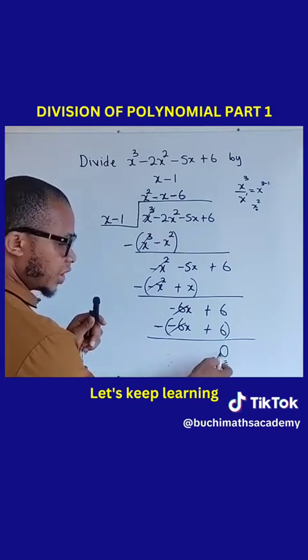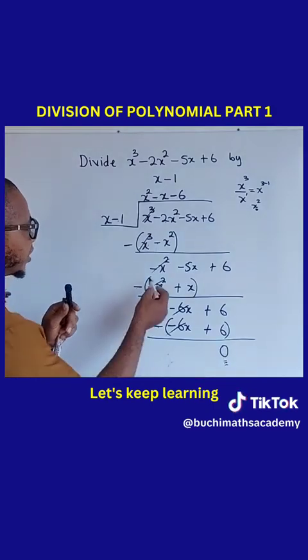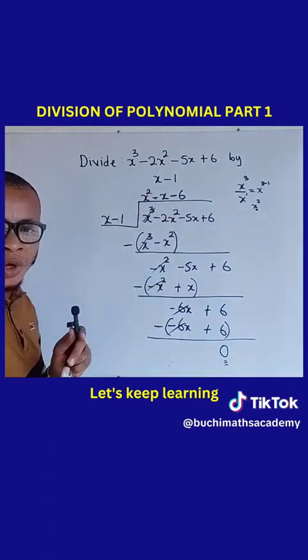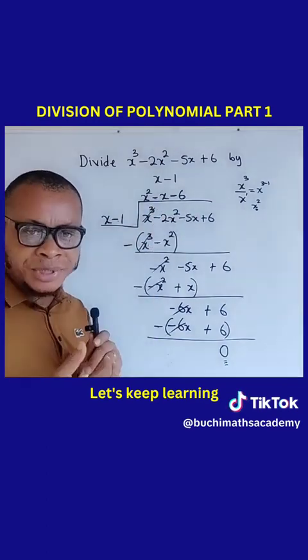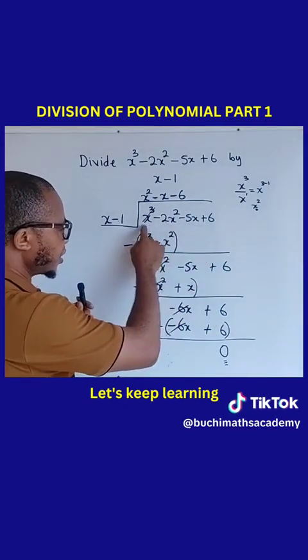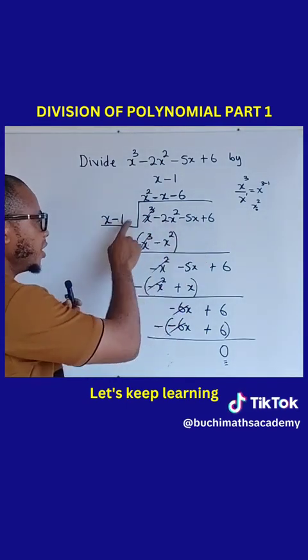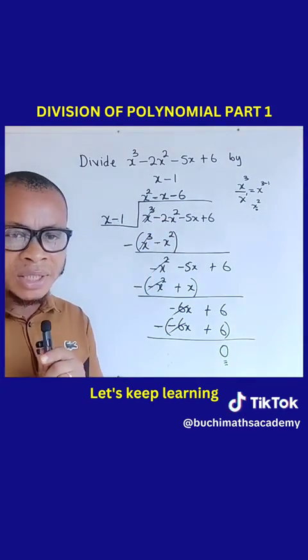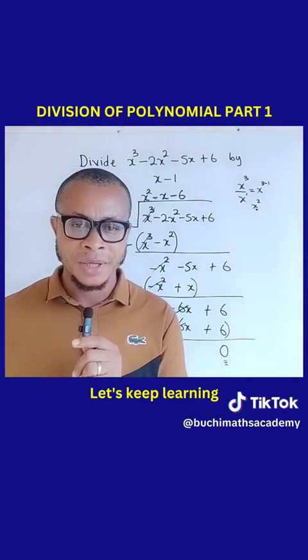This 0 is called the remainder, while the whole of this x squared minus x minus 6 is the quotient. That is the answer we obtain from division. While this is the dividend, that's the given polynomial, this is the divisor. So this is how to divide a simple polynomial.